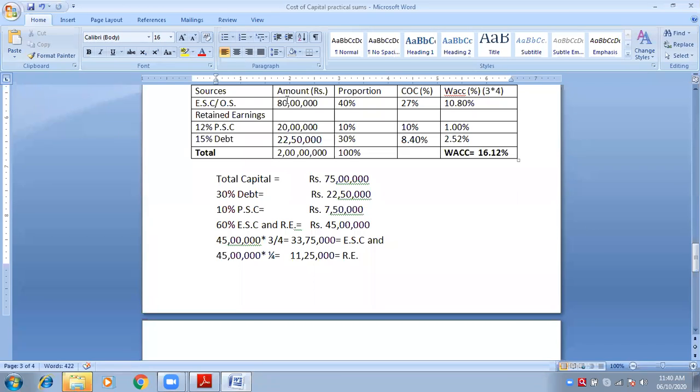So what is the amount of equity? Let's check in the question. This is 33,75,000. And what is retained earnings? 11,25,000. I hope your answers are okay. We are double checking. Okay. Preference share capital 7,50,000. So let's write here 7,50,000. And what is 15% debt? 15% debt is my 22,50,000. That's correct. Is it perfect now? Let's start calculating proportions. What is the proportion of equity?